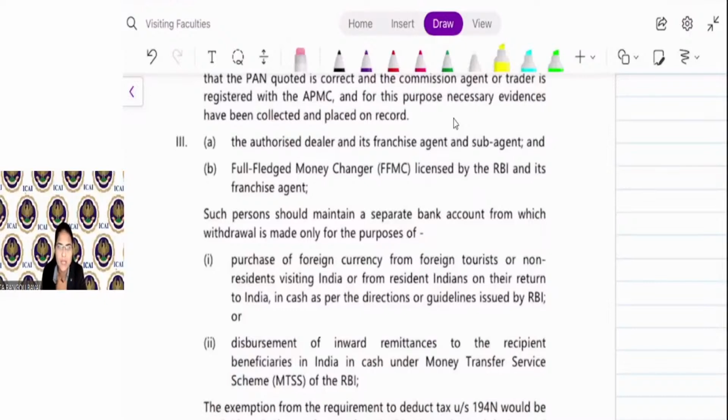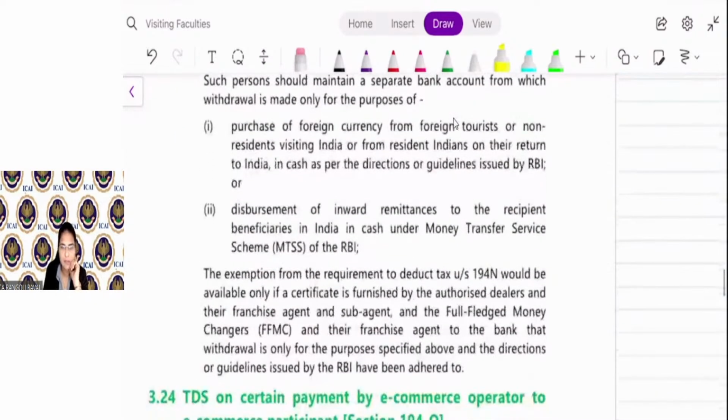But for that purpose, they have to maintain a separate bank account in which withdrawal is made only for the purpose of purchase of foreign currency from foreign tourists. You have to purchase foreign currency from foreign tourists and give them the Indian currency. Yes, Vedant. Or non-resident visiting India or from resident Indians or on their return to India in cash as per the direction or guideline given by the RBI. Disbursement of inward remittance to recipient beneficiary in India in cash under money transfer service scheme.